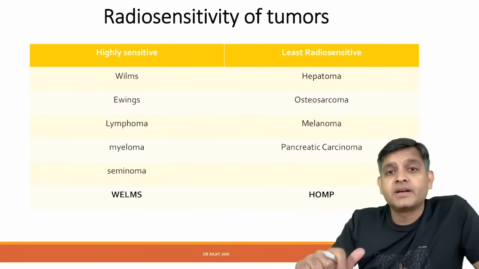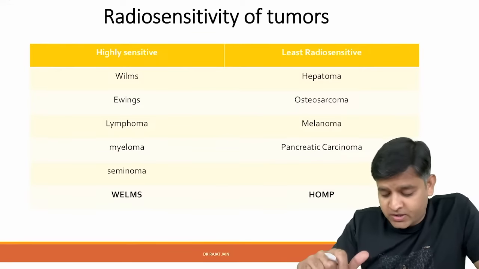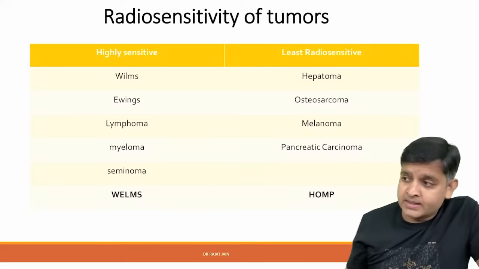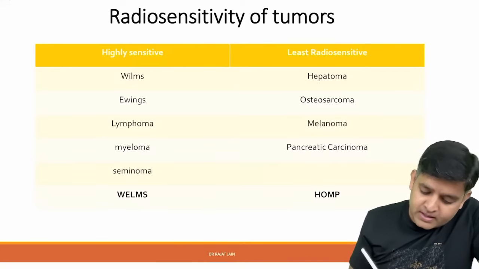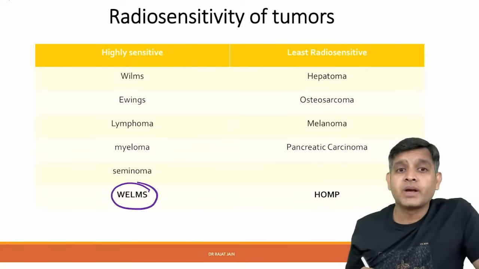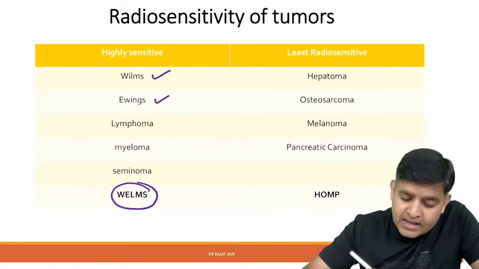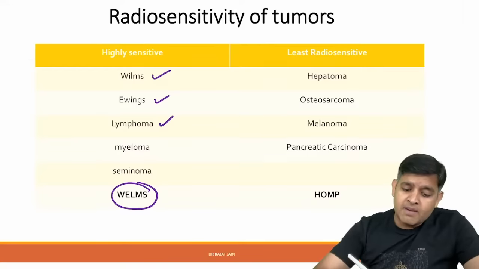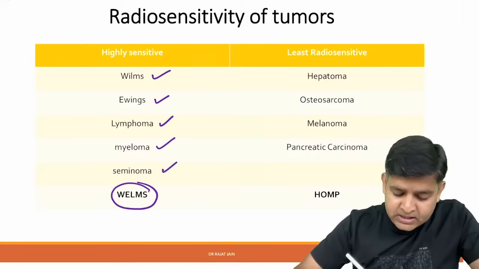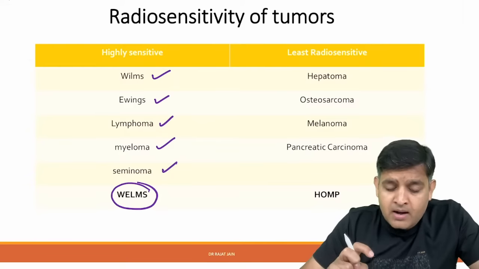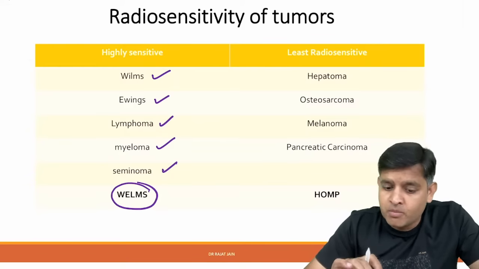Okay. Another table, radiosensitivity of the tumors. The easy way to remember the highly sensitive tumors is to remember this mnemonic, Wilms. W for Wilms, I or E for Ewing's, L for lymphoma, M for myeloma, and S for seminoma. Wilms, Ewing's, lymphoma, myeloma, and seminoma.